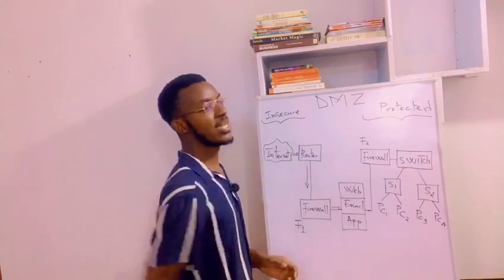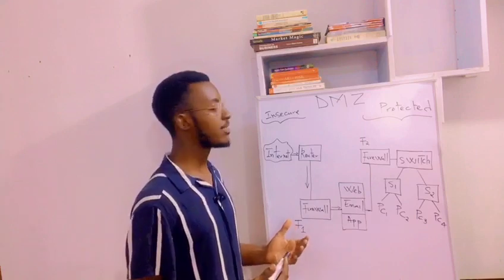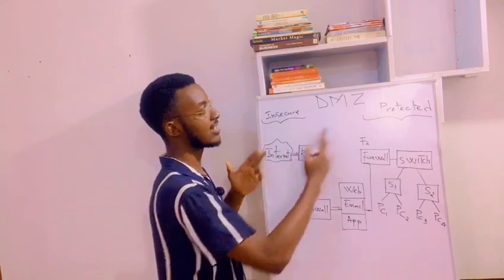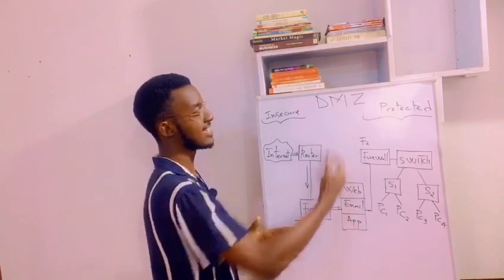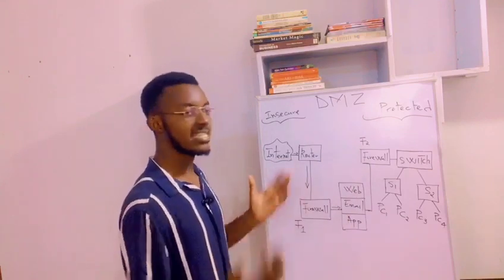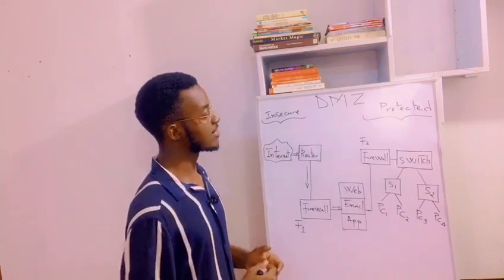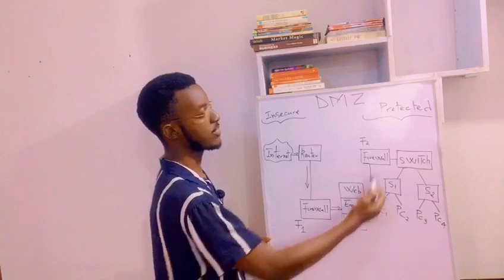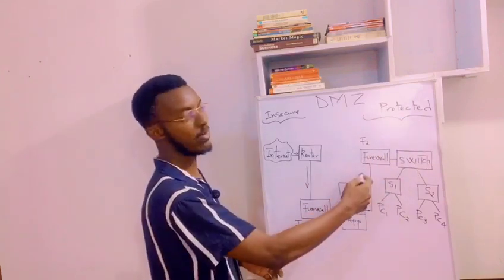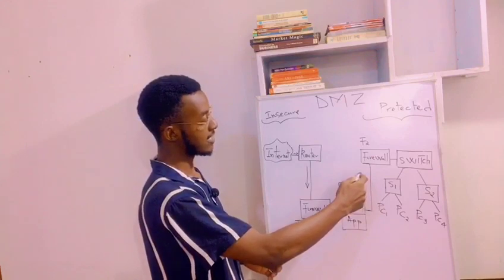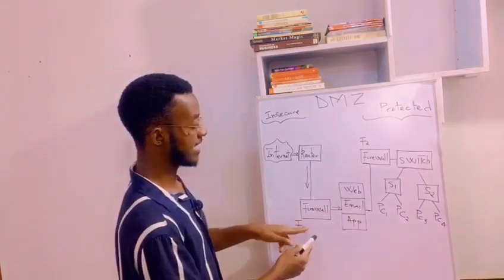So this is where DMZ comes in. The demilitarized zone is the network between the insecure area and the protected area. This space is called DMZ. As you can see, we have made some change in the diagram. We have just moved all the servers which were located in the system. We have moved them before the firewall, and we have kept another firewall here.